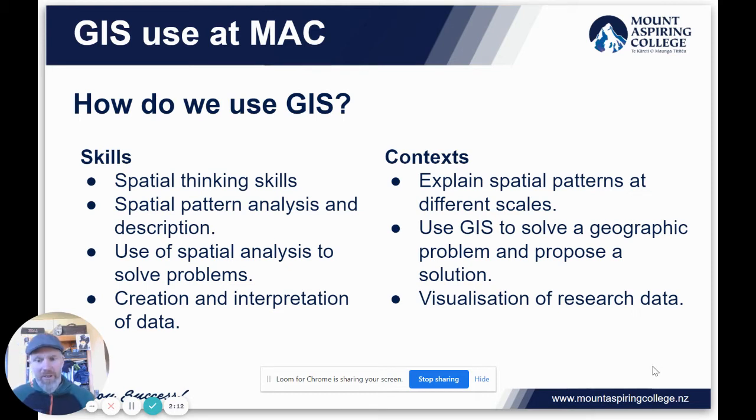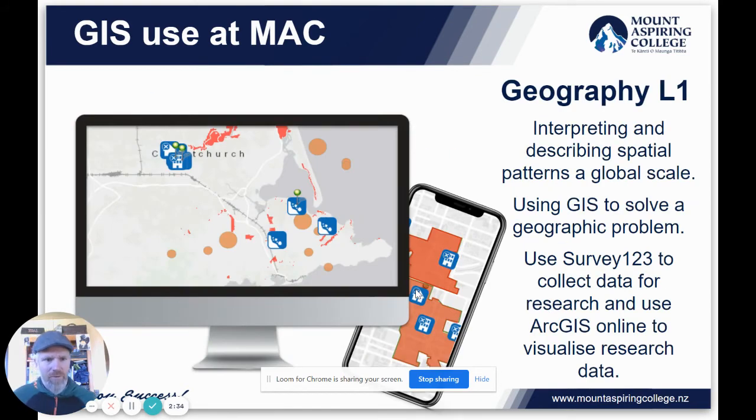And use spatial analysis to solve problems, so use GIS to solve geographic problems and be able to interpret and create their own data as well. Right, the context that we use, we look at spatial patterns at different scales, obviously at local scales as well as at global scales. And we use GIS to solve problems, propose solutions, and visualize our research data that we do at various levels.